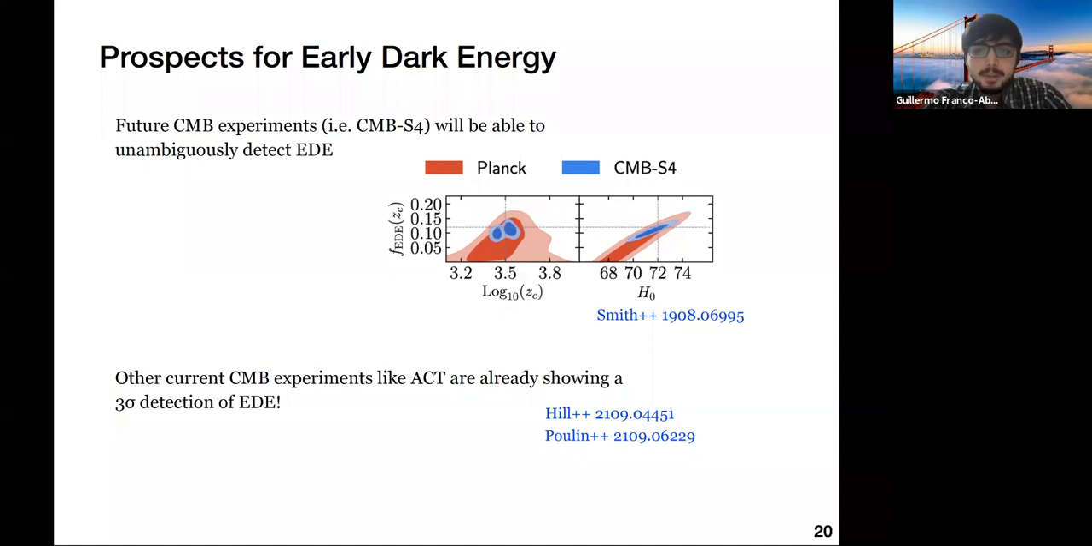With all of this, what I just want to say is that the current situation of early dark energy is still not clear. We need to wait for more precise data in order to see whether the resolution to the tension provided by this model really survives.